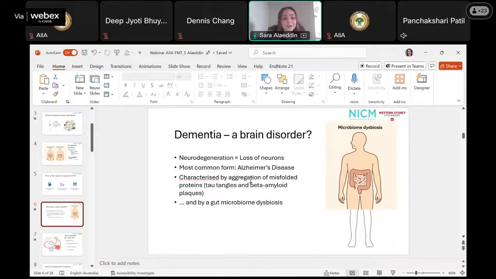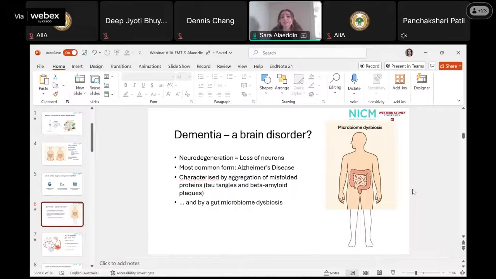My animations are not working, but we'll have to live through this. So dementia is a brain disorder. We know that neurodegeneration is a loss of neuronal function and structure, and the most common form is Alzheimer's disease, which is characterized by an aggregation of misfolded proteins in neurons in the brain.